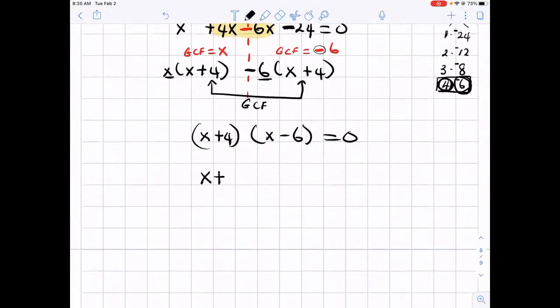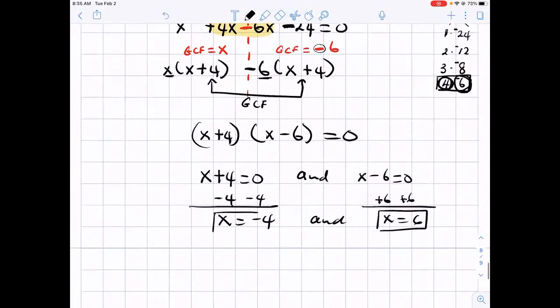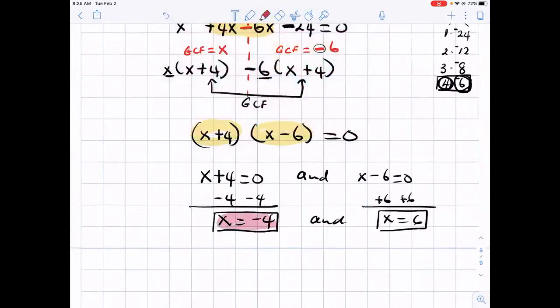Now take each factor, set it equal to 0. So we subtract 4 on both sides, so x is equal to minus 4. And we add 6 on both sides, so x is equal to 6. So here are my two solutions. Keep in mind, these are called your factors, and these are called your solutions. Factors, solutions.